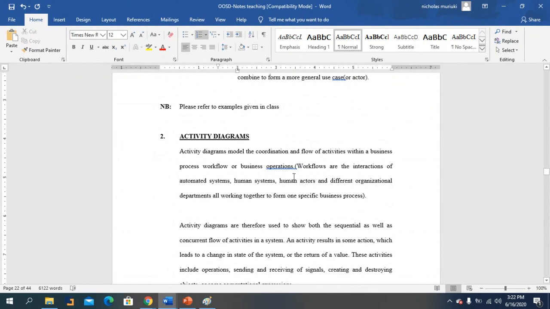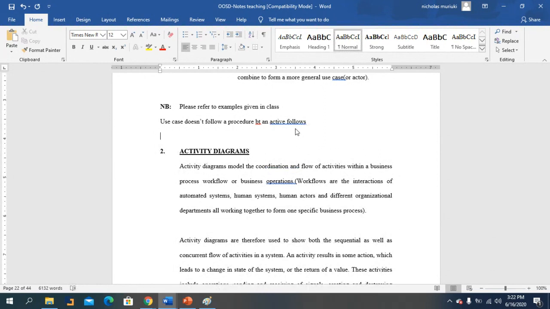But the difference is that the use case doesn't follow a procedure, whereas an activity diagram follows a procedure. The use case is easy to implement, but on the other side, the activity diagram is not easy to implement. So we have some challenges in implementing the activity diagram.